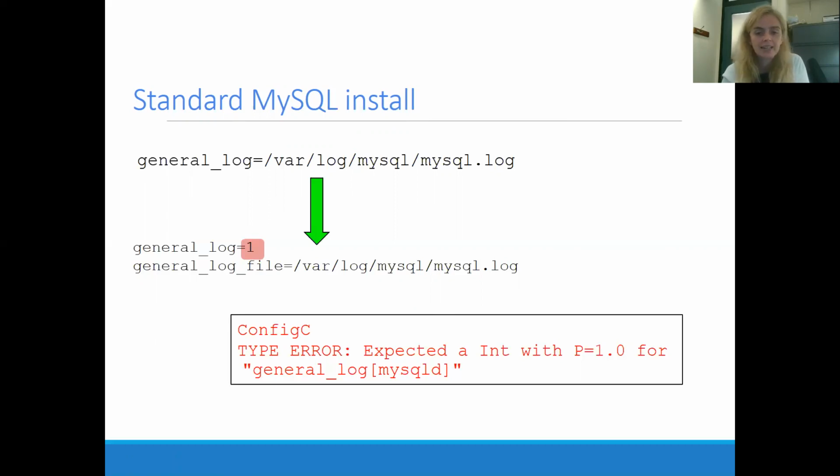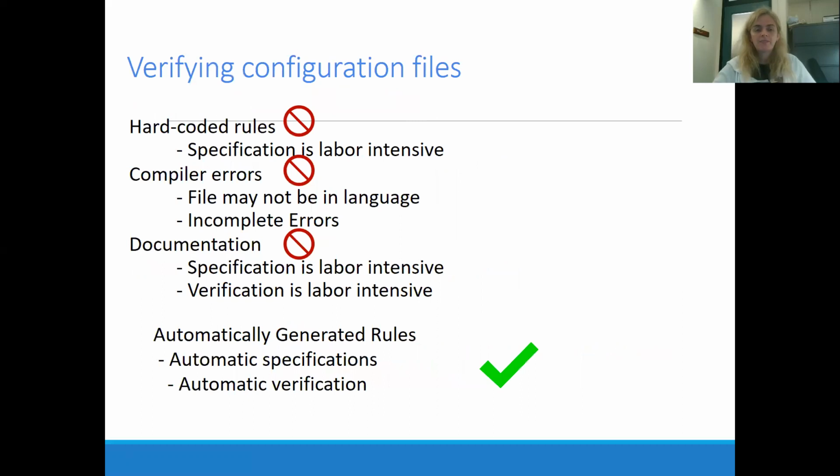Running our tool on this example, the whole example will tell you, look, I expected here an integer with very strong probability 1.0, which is like, I really think that an integer should come here, for the variable general log. Now, if you think about it, clearly configuration files could be problematic.